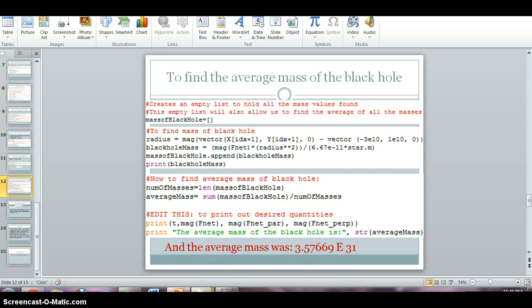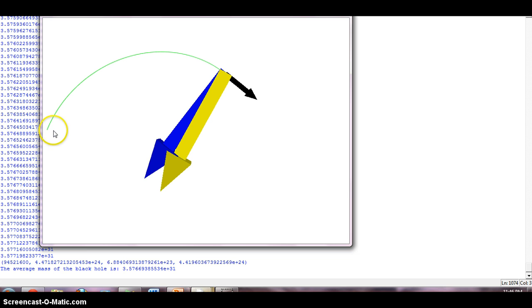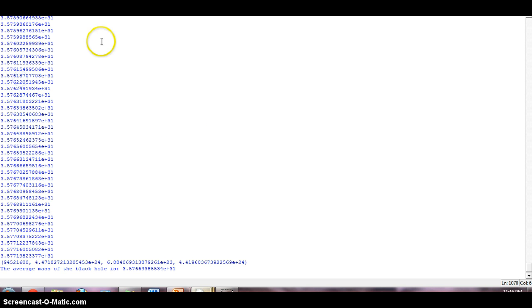So here is what you get when you run the program. The code starts right here and goes this way. The yellow arrow is Fnet, the blue arrow is Fnet perpendicular, and the black arrow shows Fnet parallel. You can see all of the masses listed here. And at the very bottom of the page, it shows the average mass.